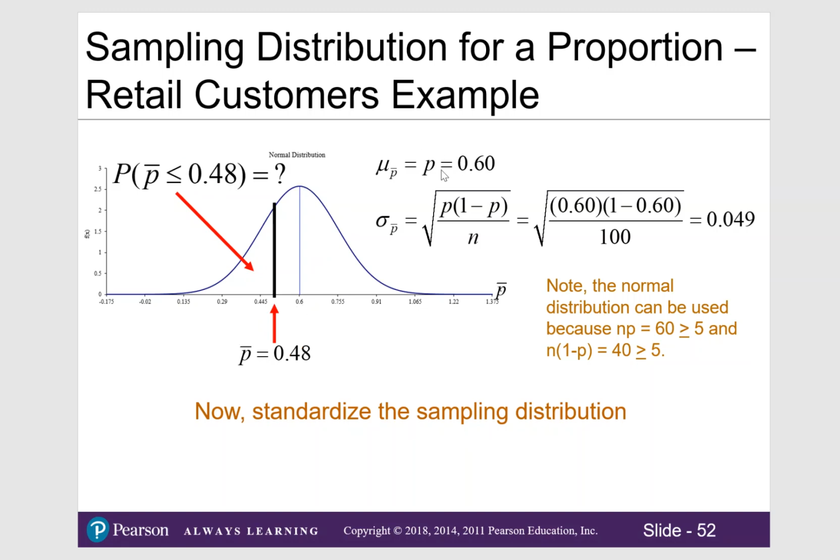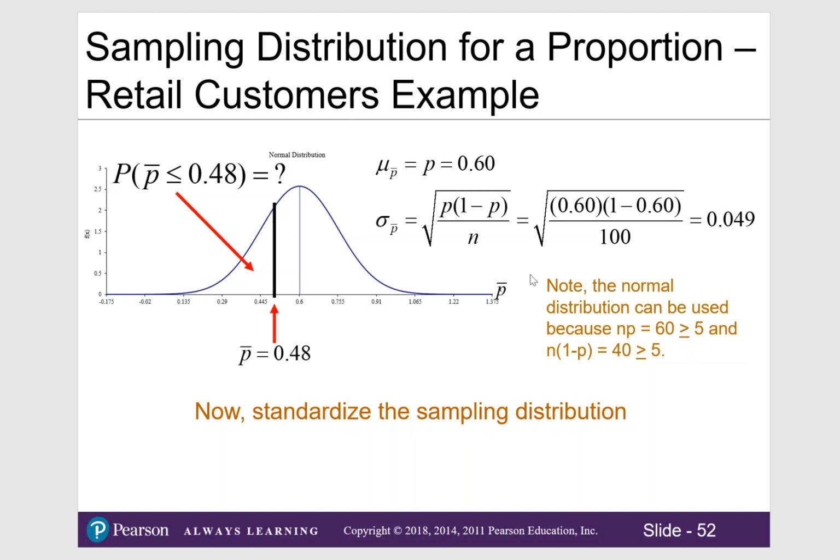The first thing I'm going to do is set up my distribution by finding the mean, which is just the proportion of the population, 0.6. Then I find my standard error by doing the square root of p times q over n, so 0.6 times 1 minus 0.6, which is 0.4, divided by 100. Be careful with your calculating there. I've rounded this. These are always very small, so be careful not to round these too much.